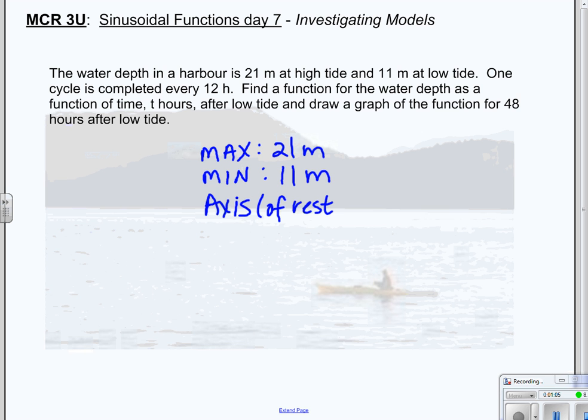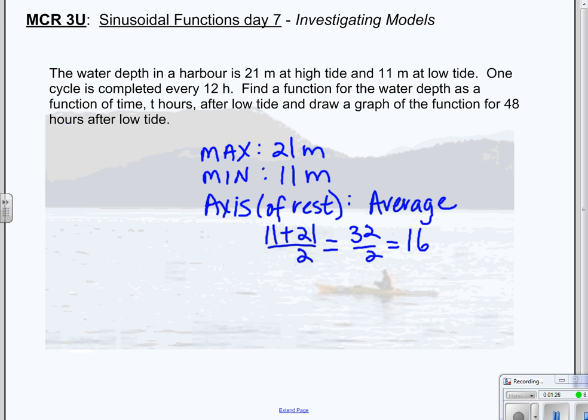is in between. So if you can eyeball it, great. Otherwise, we would average the peak and the trough, and we're going to get that axis of rest. So 11 and 21, averaging them, we will get 16. It's 32 over 2, which is 16. So we've got the axis of rest, the highest and the lowest.